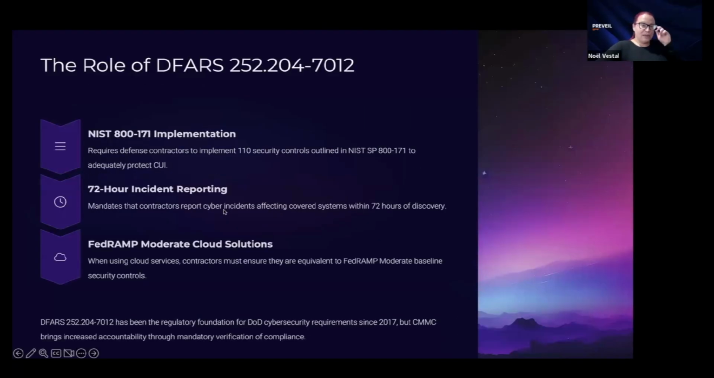So now that we've talked a little bit at a high level about CMMC, maybe we need to dive in a little bit more into that DFARS 7012, which I just referenced. So we already talked about the NIST 800-171 implementation. That's the 110 controls and 320 assessment objectives that have to be fully implemented within your CUI boundary.